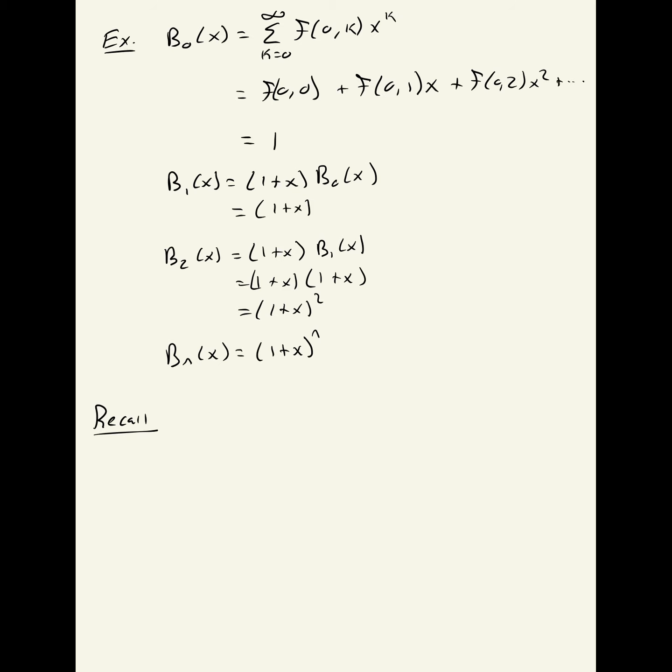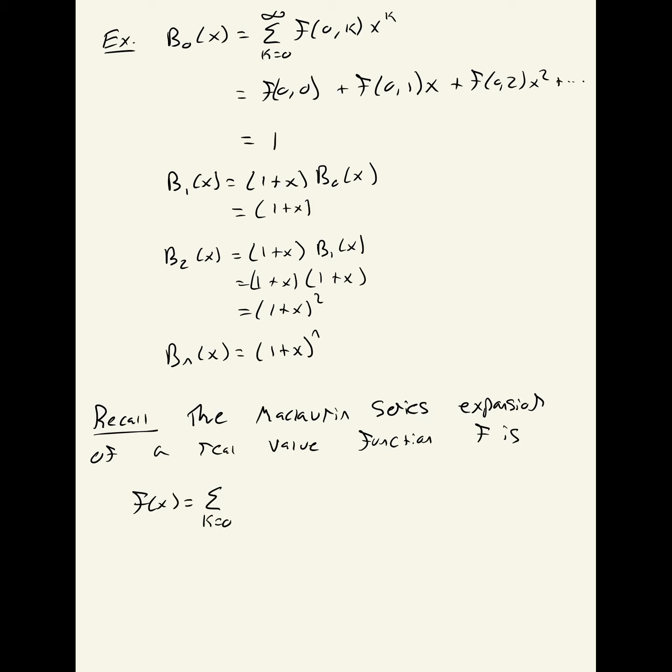And we have to recall that the Maclaurin series expansion of a real valued function, it's just a real valued function f, is: f of x would be equal to the series k equals 0 to infinity of the kth derivative evaluated at 0 all over k factorial times x to the k.